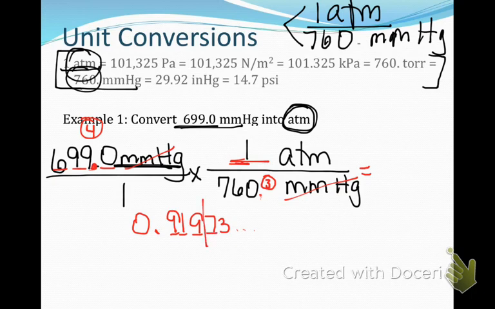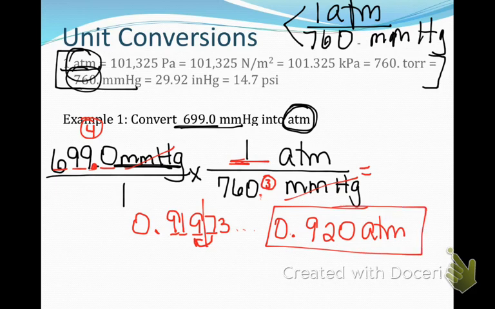Then I'm going to look at my next number to see if it'll round these up, and it does. So 0.919 actually ends up rounding to 0.920. So I know that my leading zeros never count. My lagging zeros only count if there's a decimal point, and in this case, it does count. So I have 1, 2, 3 sig figs at the end. Don't forget your units, ATM, and put a box around your answer.